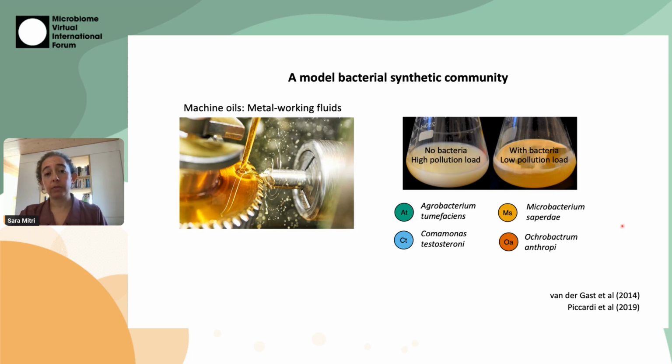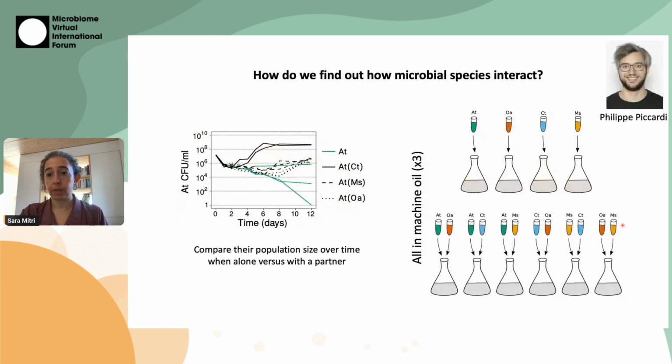And so for us, this was a nice system because we have a limited number of species. Again, we just have 4. We can work out all the interactions between them. And we also have a function. So we can measure what is the effect of adding or removing species on the function of the system. So this is what Philippe started out with as his first project.